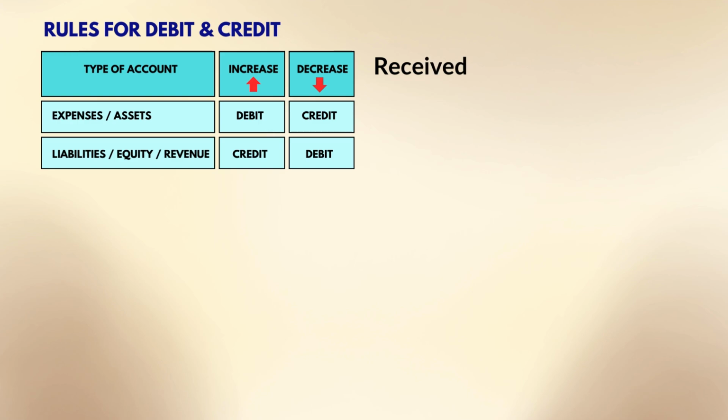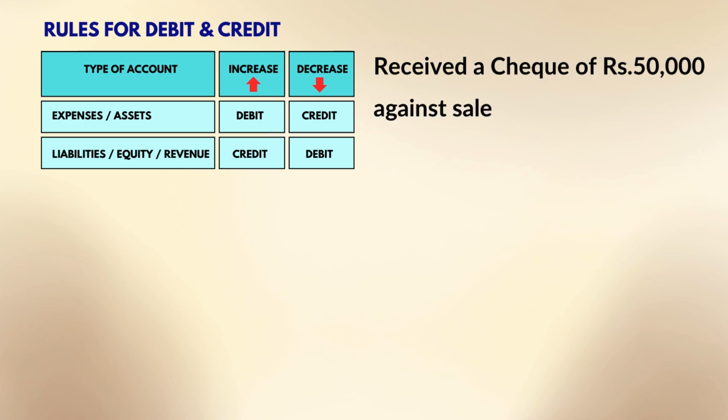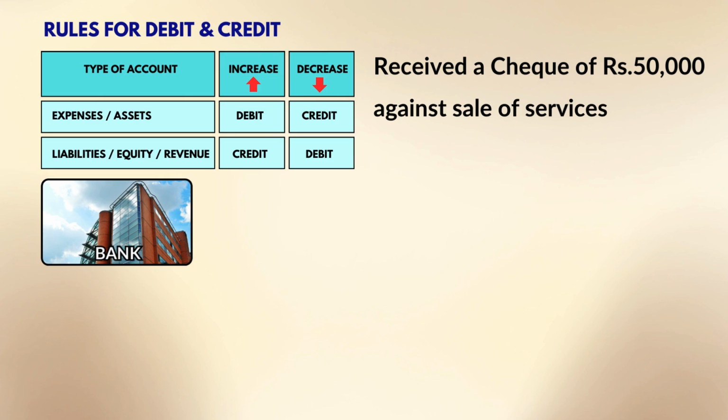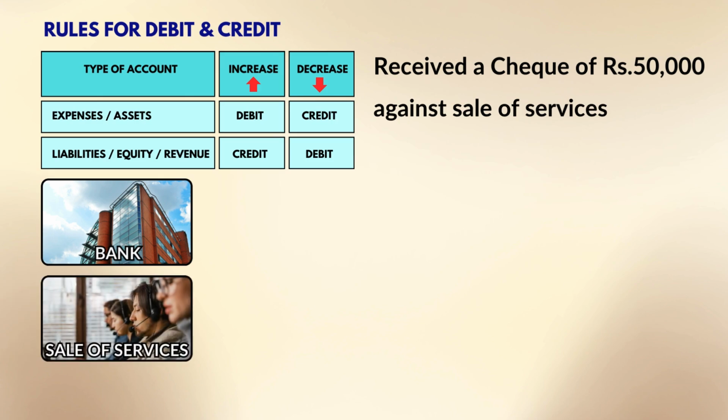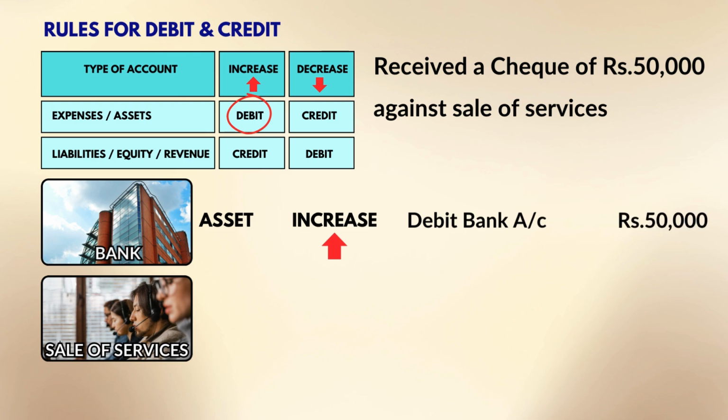Received a check of rupees 50,000 against sale of services. In this transaction, the two accounts affected are bank balance and revenue. A check is received, which will eventually be deposited into the bank. Thus, the bank balance, which is an asset, will increase. As per the rule, we need to debit an asset account if there is an increase. Thus, bank account will be debited by rupees 50,000.